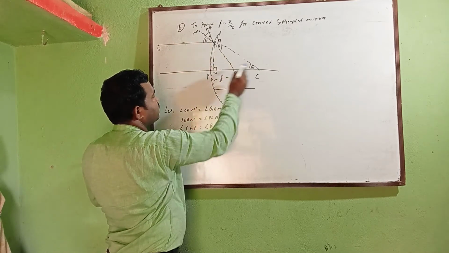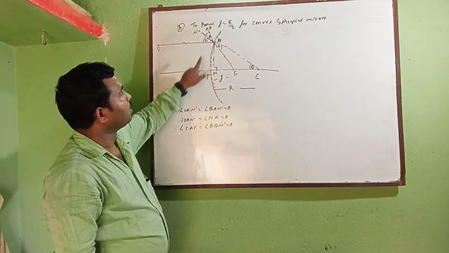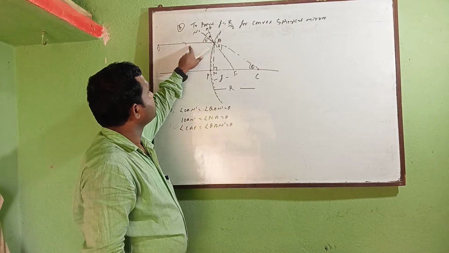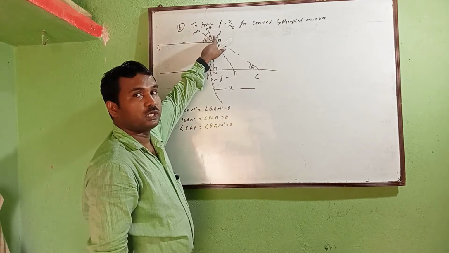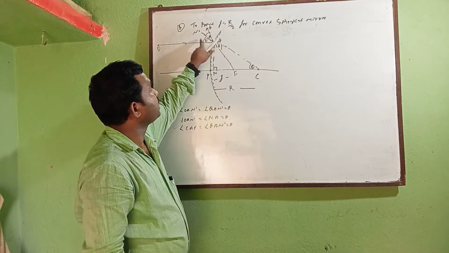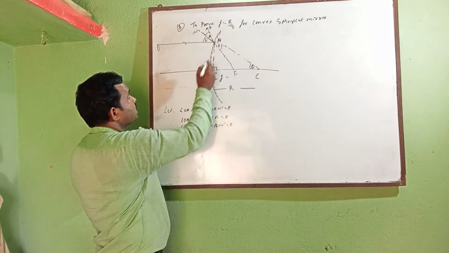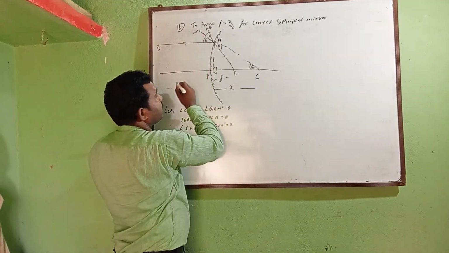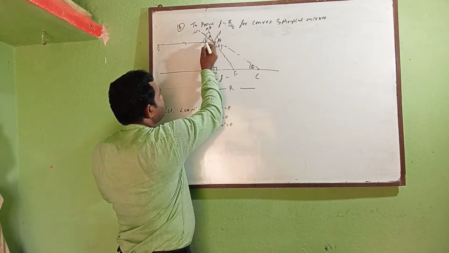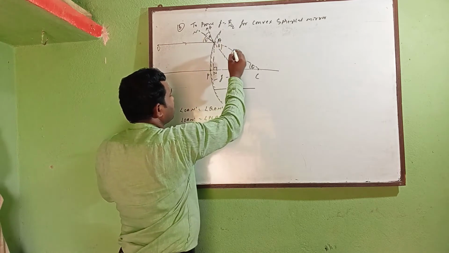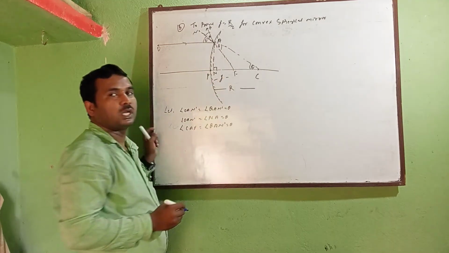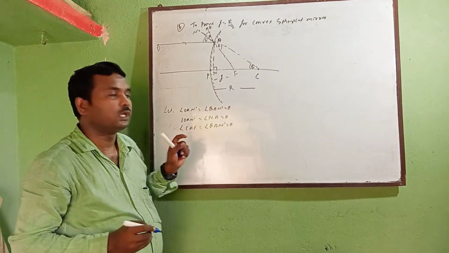it will bisect the incident ray and the reflected ray. It will act as a normal. We can put here the point N dash. If you assume this angle is theta, then this will also be theta. Why? Because we know that the angle of incidence is equal to the angle of reflection.